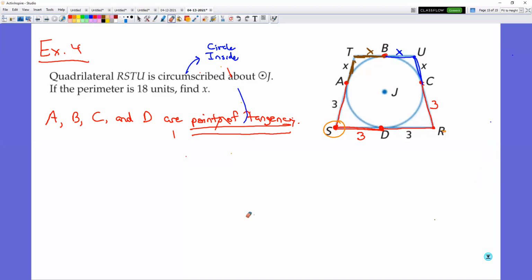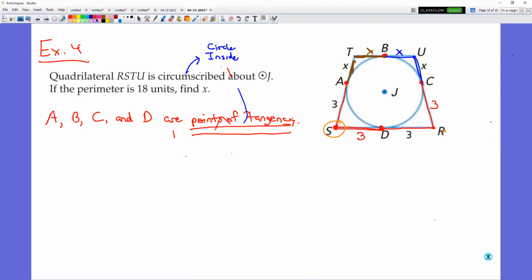So obviously at this point, we need to find the value of X. So here's what we're going to do. We're just going to take all the parts of that quadrilateral that's on the outside, and we're going to add them up. Right now we have 1, 2, 3, 4 X's. So I'm going to have 4X.